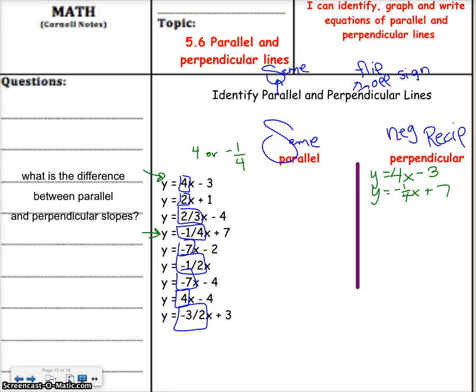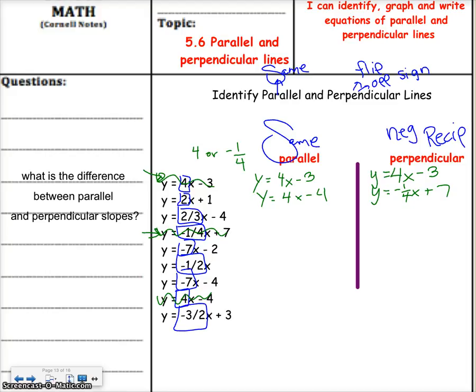Okay, looking down some more. I see a 4 here. So then I know that that's parallel. So I'm going to say y equals 4x minus 3. And y equals 4x minus 4. They're parallel, same slope. So I've analyzed those.